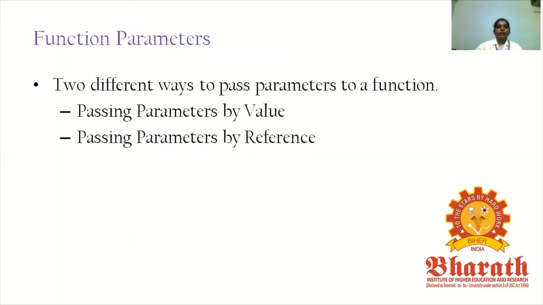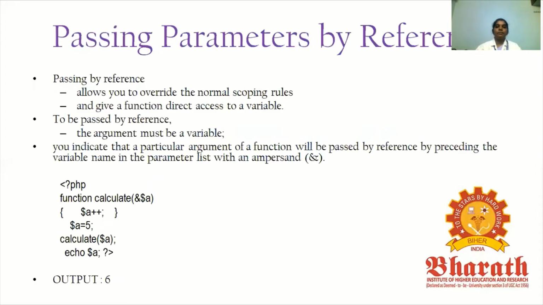Now the function parameters. There are two different ways to pass parameters to a function: passing parameters by value and passing parameters by reference. Passing by reference allows you to override the normal scoping rule, and it gives a function direct access to the value. Pass by reference, it passes the reference only, right? Not the value. Suppose if you change the value, it automatically reflects in the memory location if you pass by reference. So the address only is passed.